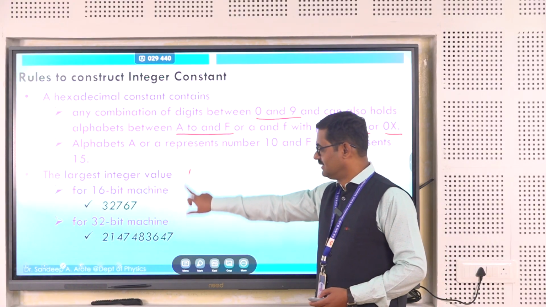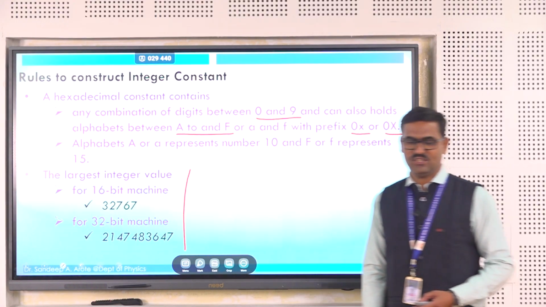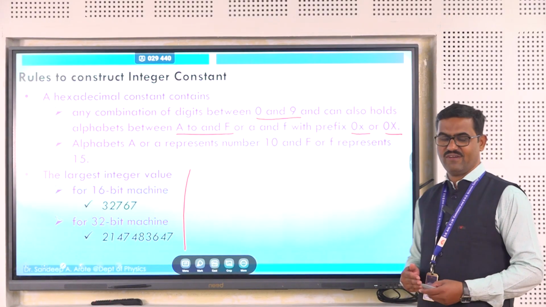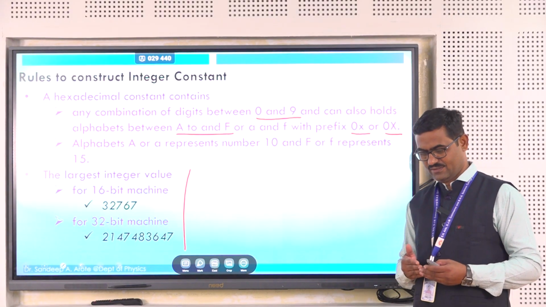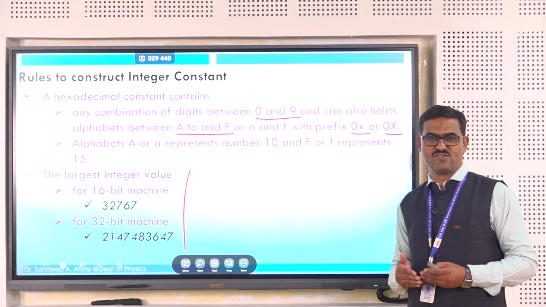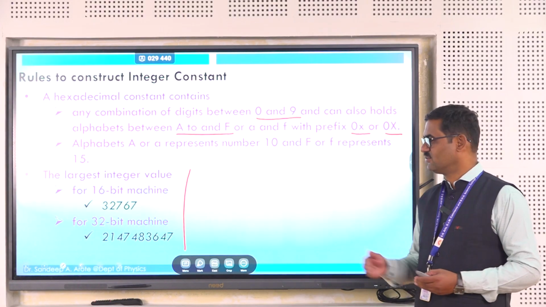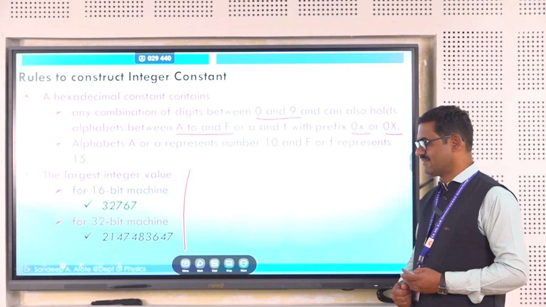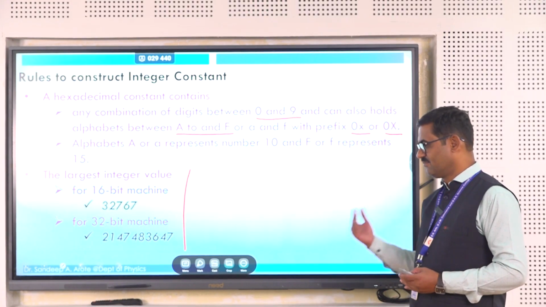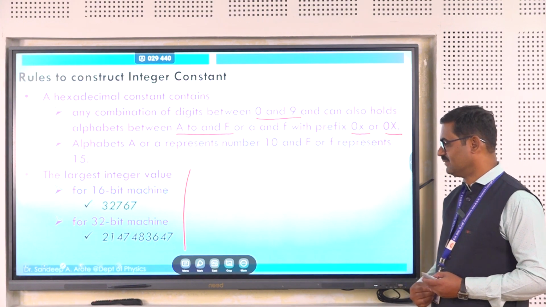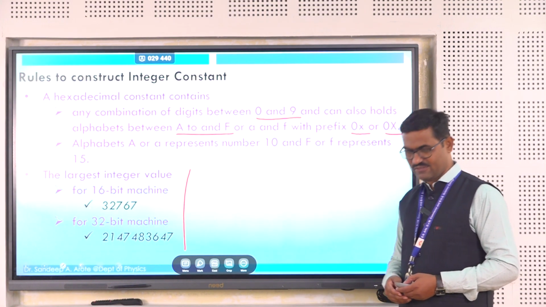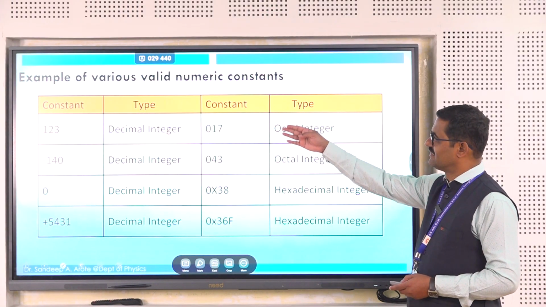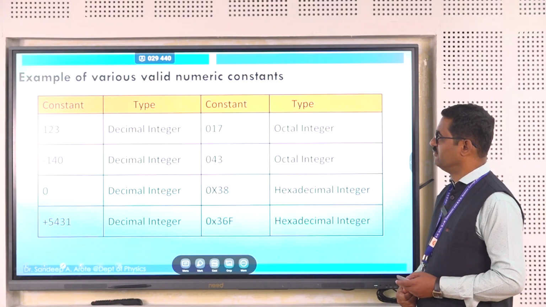As I already mentioned, based on the capacity of your processor, the number of digits in a numeric constant may change. For a 16-bit machine you can go up to plus or minus 32767. In a 32-bit machine you can go up to a larger value. Now let us see some examples of valid numeric constants.